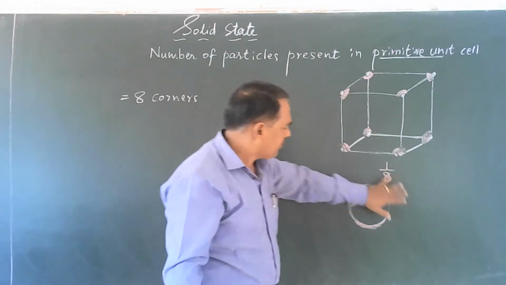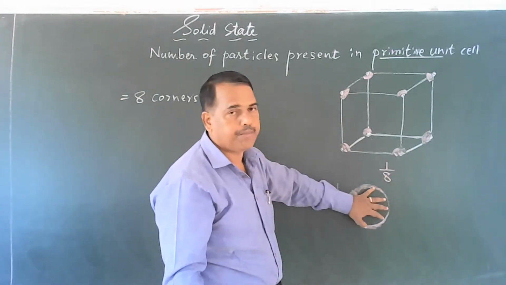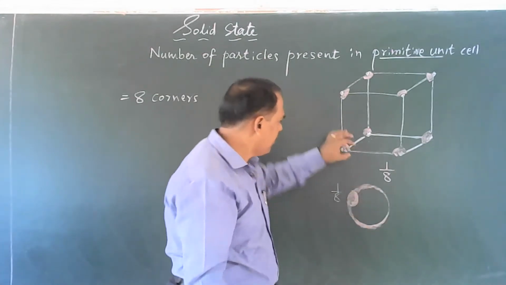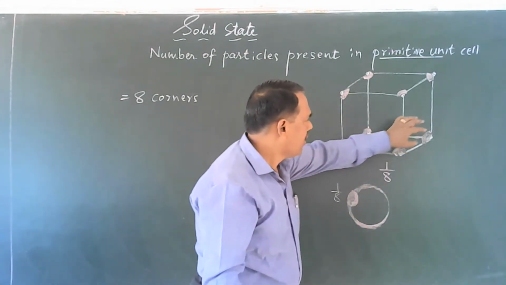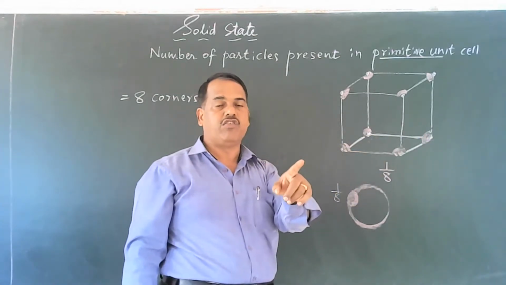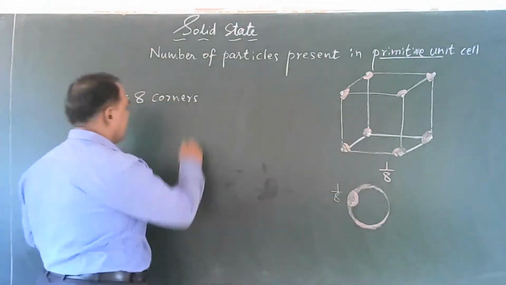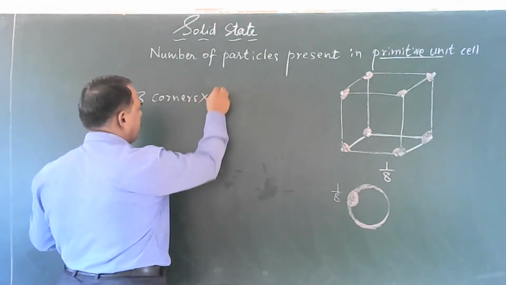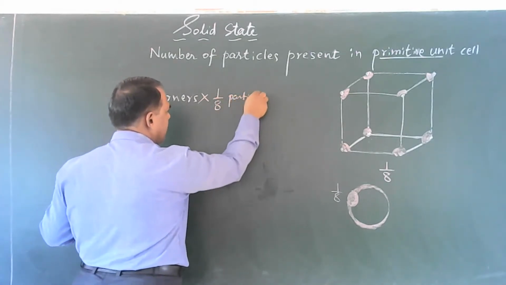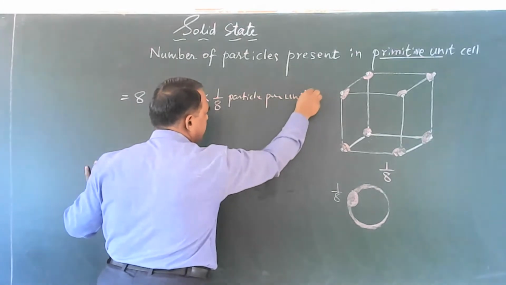Can you see the diagram? Suppose, consider it is an atom. This is one atom. Now, this sphere in 8 corners, the contribution is 1 by 8 per unit cell. Are you clear? So it is nothing but 8 into 1 by 8 particles per unit cell.